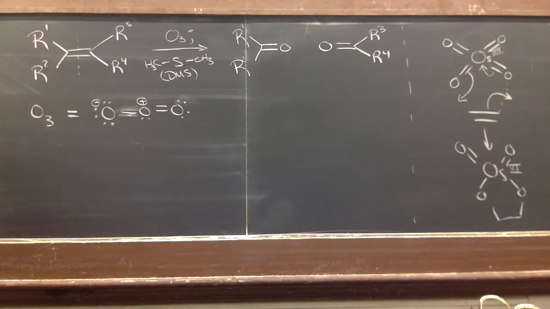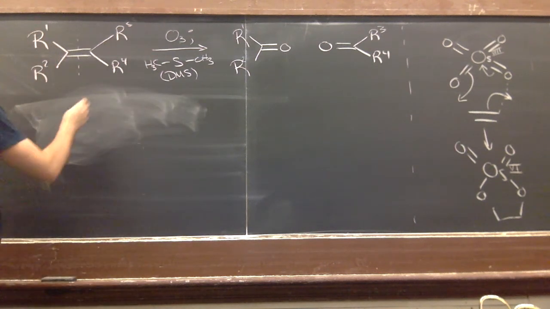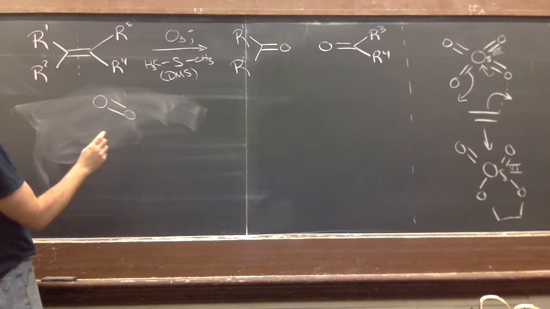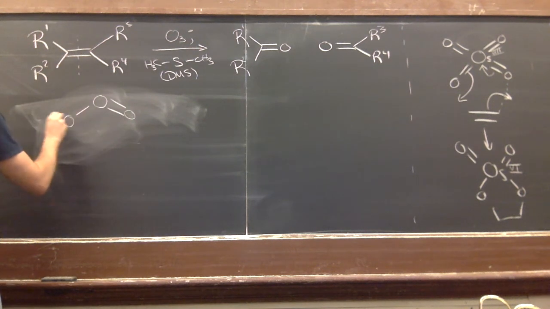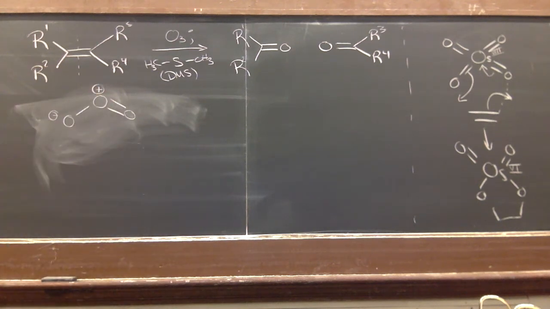And so the first step in, so I'm just going to erase this, and then I'll redraw it. But this is what ozone looks like. I'll go ahead and redraw ozone from the mechanism standpoint. I'll draw it a little bent. I'll leave out the lone pairs for now.